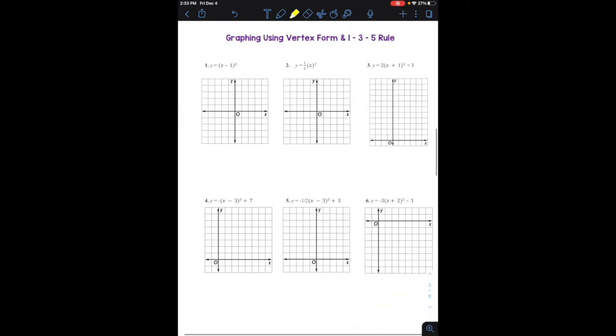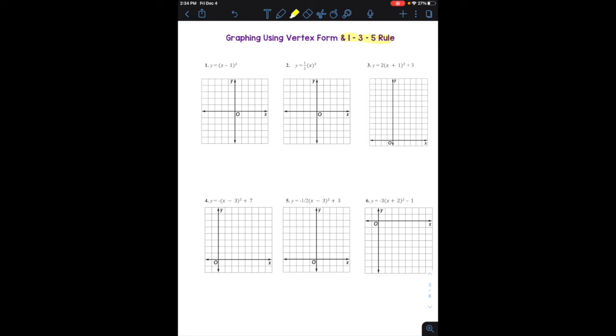The last page of our notes today, we're going to graph using vertex form and the 1, 3, 5 rule. As we saw in the previous lesson when we were using a table of values, there was a very specific pattern such that the 2 values next to the vertex were the same and the 2 values 2 units away from the vertex were the same. Even more than that, another pattern that exists is the 1, 3, 5 rule.